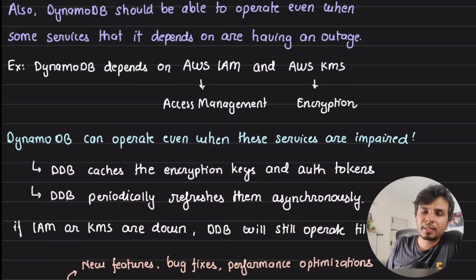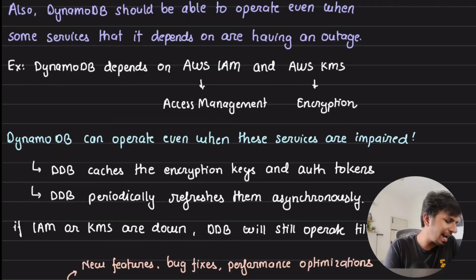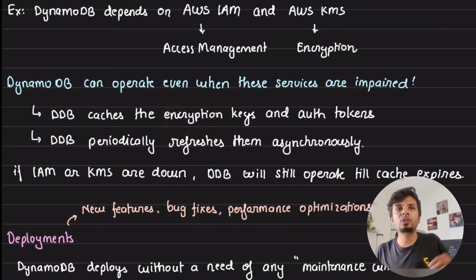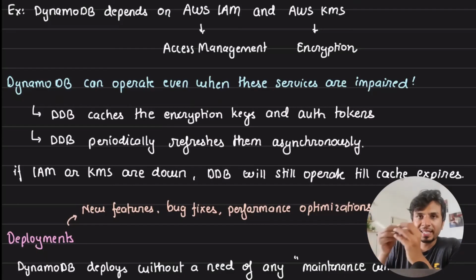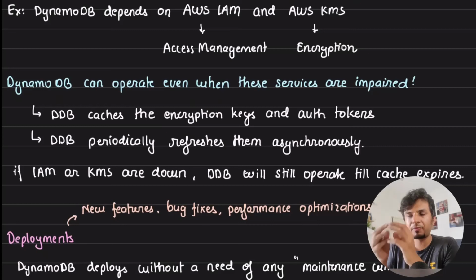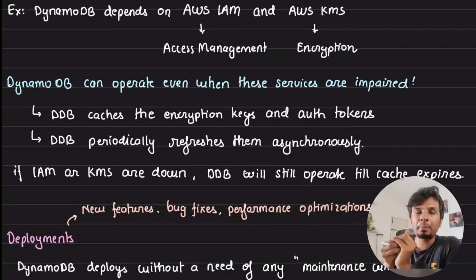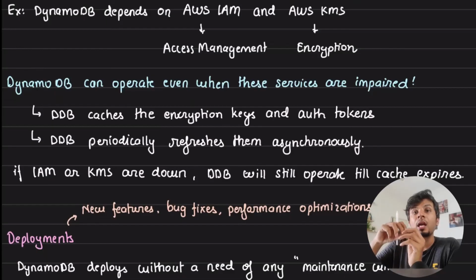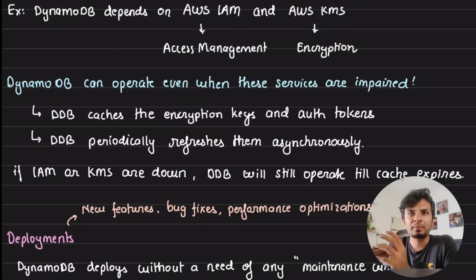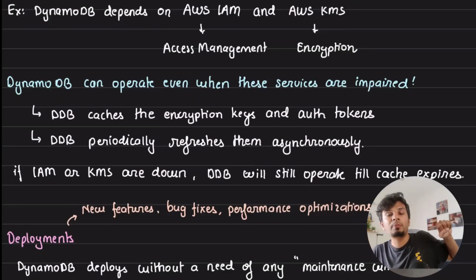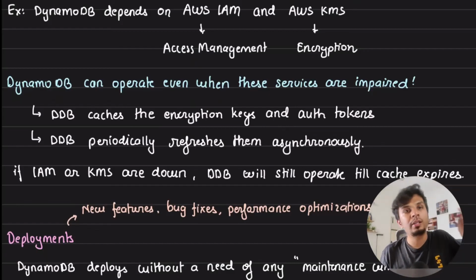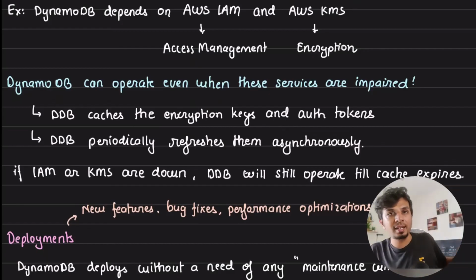So what DynamoDB does is caching. DynamoDB caches things locally for some time. Instead of making a call to AWS IAM every time, it caches the tokens and the refresh tokens and whatnot locally. So even if AWS IAM is down for some time, until this local cache expires, DynamoDB is still able to function, right? But once this local cache expires, it would have to make a call to AWS IAM, and in case IAM is down at that time, then you are having an outage. But up until then, you are minimizing your outage time.